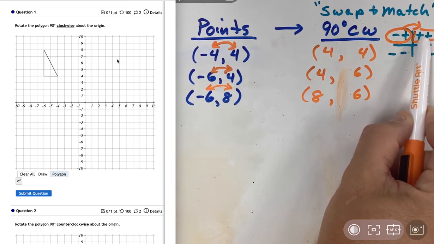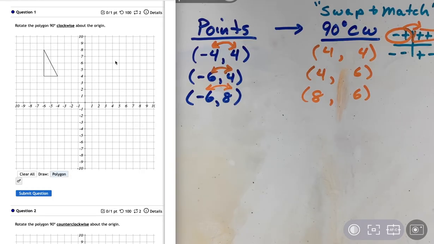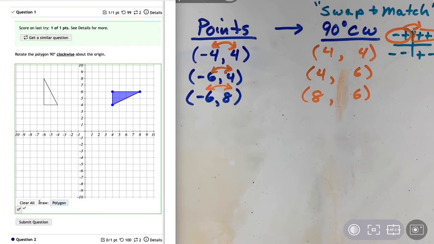So once you've got your coordinates established by swapping them and then matching them to the quadrant signs you're supposed to use in that quadrant, you now have the coordinates ready to graph, and you're done with the question. So I just need to go to 4, 4, make a click, and then make a dot at 4, 6, make a click, and make a dot at 8, 6. So you're going 8 over and then 6 up, which puts you right there.